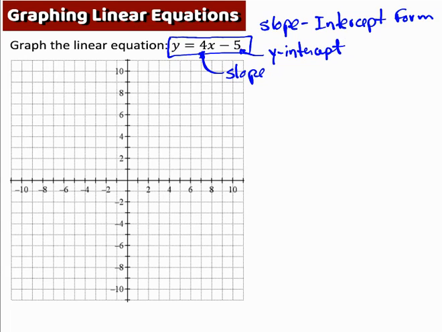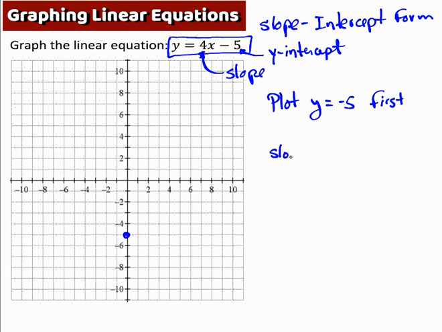So we begin by plotting the y-intercept first. Since it is 4x minus 5, we interpret the y-intercept as negative 5. We go on the y-axis. Remember, the y-axis is the vertical axis. We go down to negative 5 and put a point there. And then we use the slope.